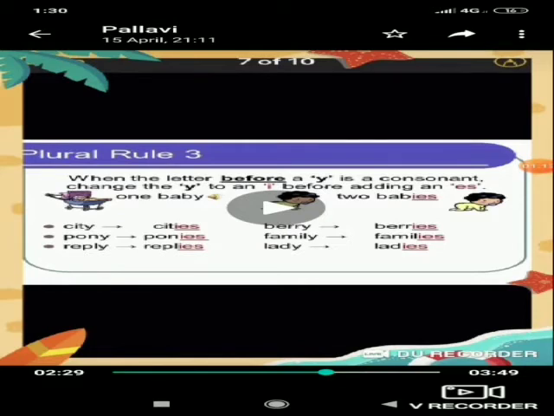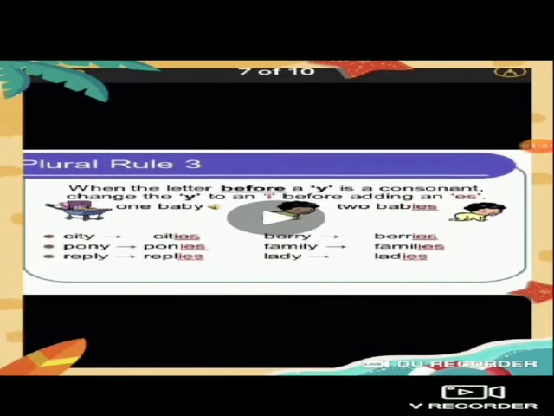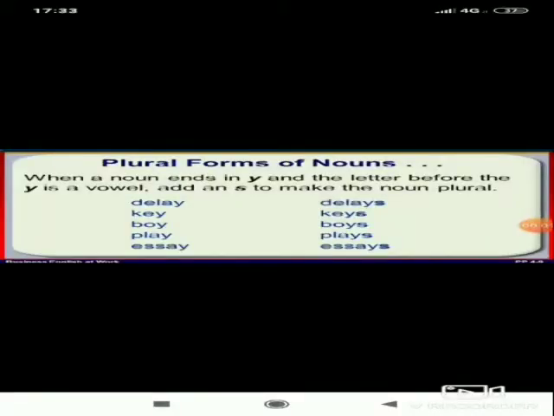Again, the word ends with Y and just before Y we have the letter N, which is a consonant. So Y changes into I and then we add ES to it. It becomes ponies. The third one, reply, ends with Y and just before Y is the letter L, which is a consonant. So in place of Y we write I and then add ES to it. It becomes replies. Now we move on to the next rule.